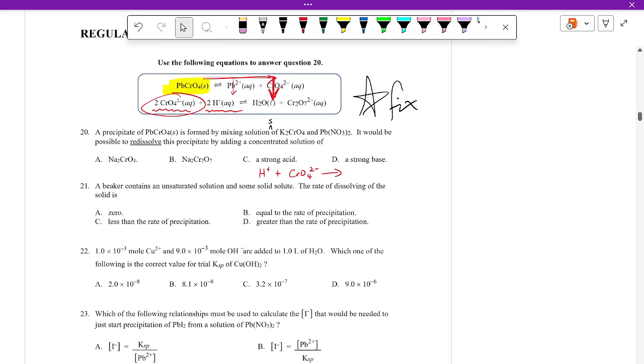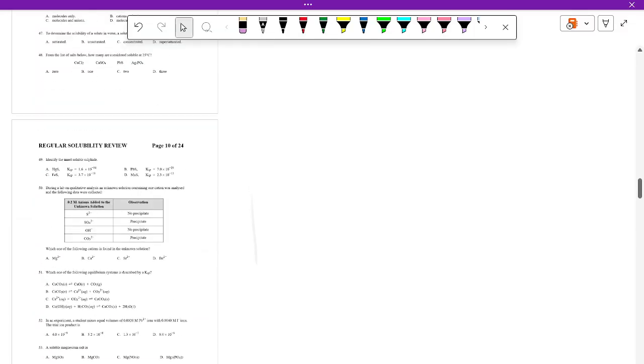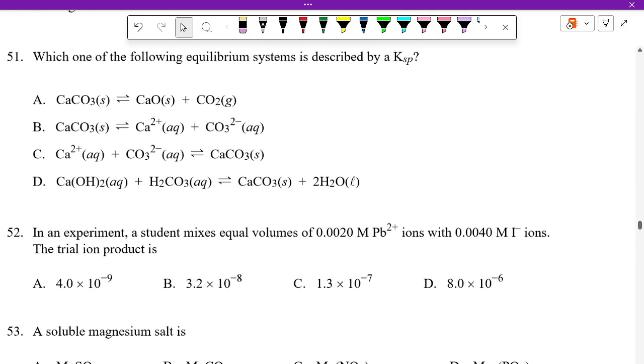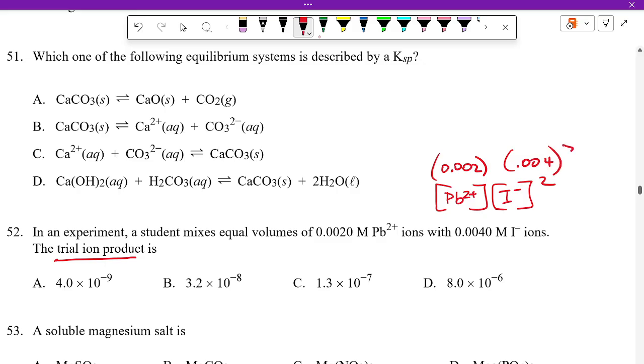52. In an experiment, they mix 0.002 molar and 0.004 molar, the trial ion product. Do you guys know what the trial ion product is? Q. That's Q, okay? And so we have the concentration of Pb2 plus times I minus squared. So we have 0.002 times 0.004 squared.